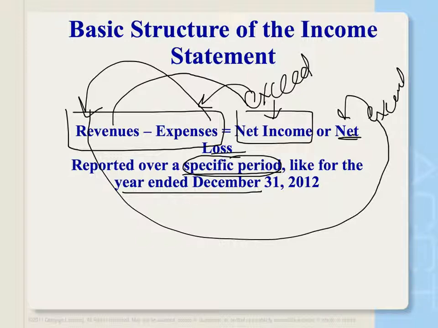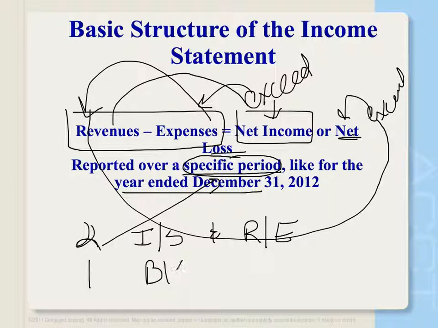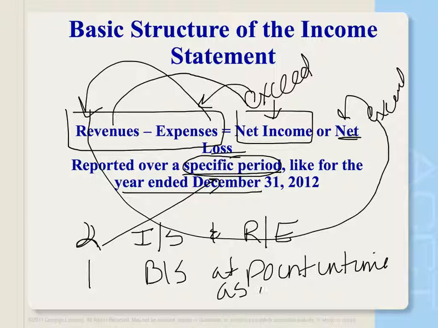There are 3 financial statements we'll be covering. 2 of them get reported at a specific period of time. Those are the income statement and statement of retained earnings. And then the balance sheet gets reported at a point in time. As of December 31 is a point in time.